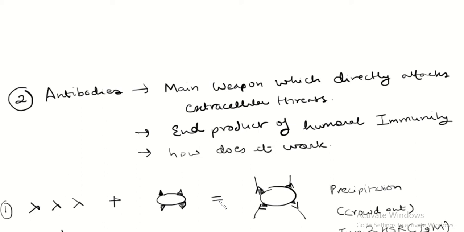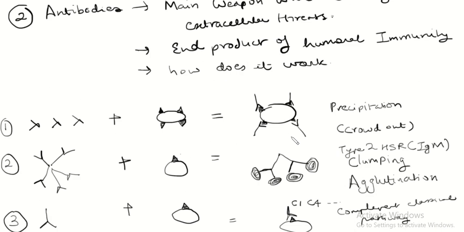So how do they do that? Let's talk about it. Antibodies are the main weapons that attack these extracellular threats. They also persist in our blood, and they can recognize when they see that antigen again. Again, they're the end product of the complex we just saw. So how do they work?